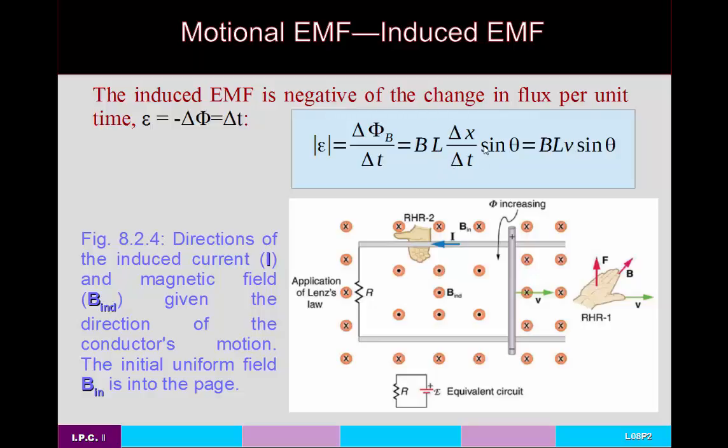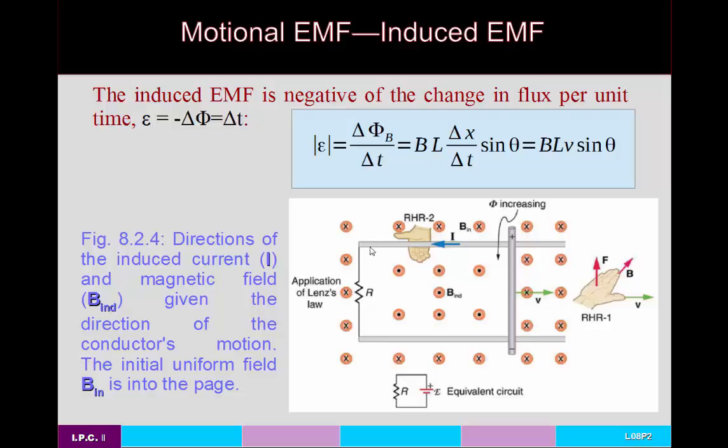So we consolidate the delta x over delta t, because that is by definition the speed at which this bar is moving. So that means that the induced EMF is the magnetic field strength times the length of the conductor which is moving times the speed at which the conductor is moving times the sine of the angle theta between the velocity vector for this moving conductor and the magnetic field vector.